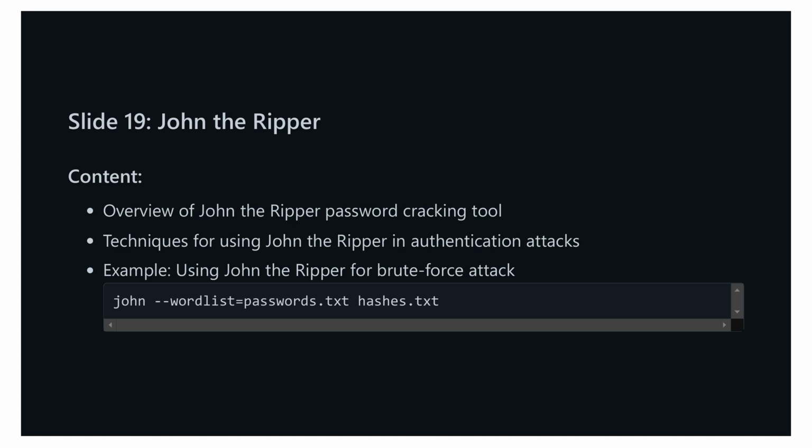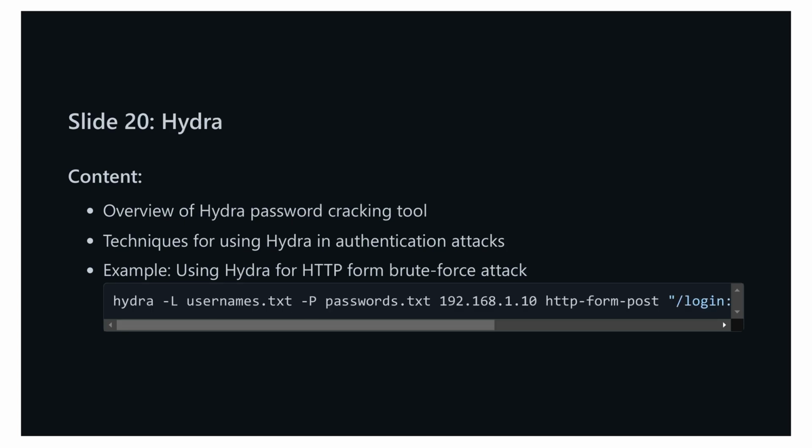John the Ripper is particularly known for its speed and efficiency, making it a preferred choice for many penetration testers and security professionals. Its ability to support a wide variety of hash formats adds to its robustness as a password cracking tool. Next, we will delve into Hydra, another essential tool in the password cracking toolkit. Moving on from John the Ripper, let's now focus on Hydra.